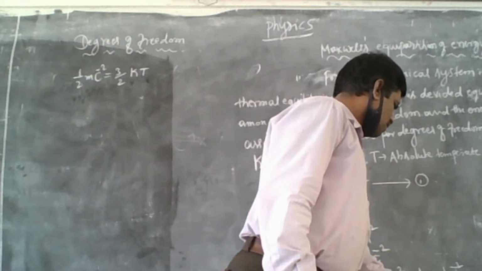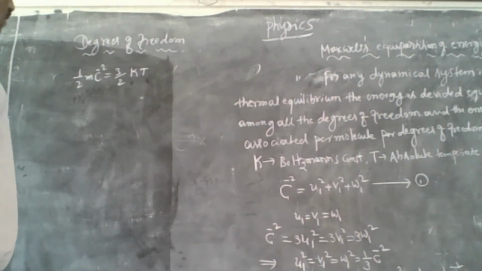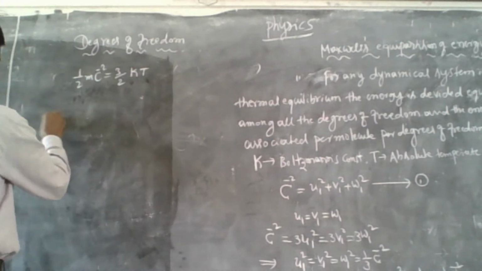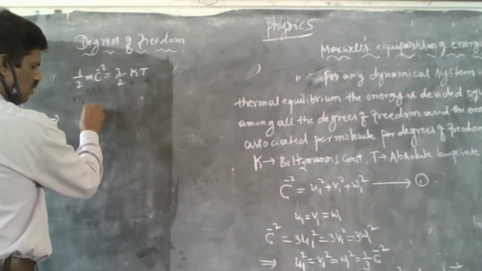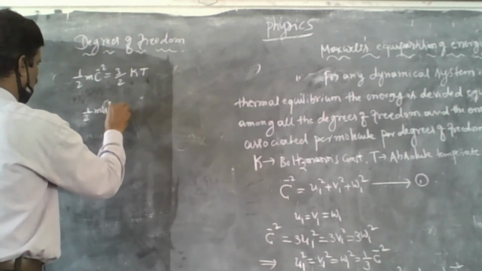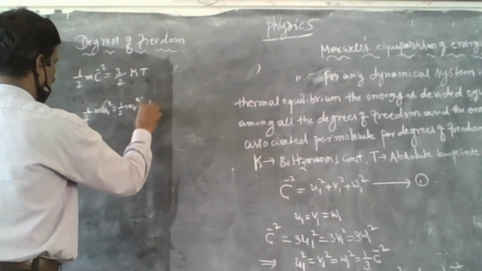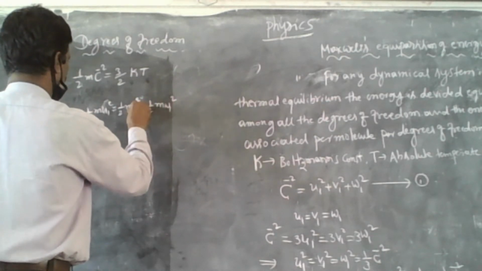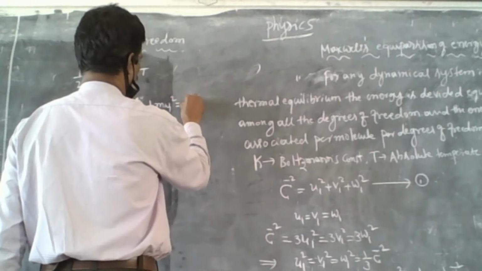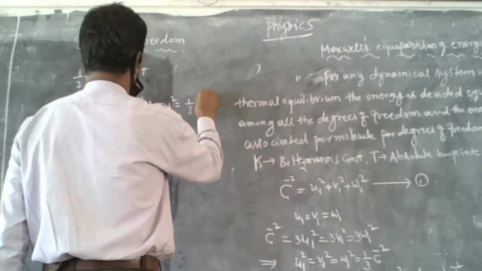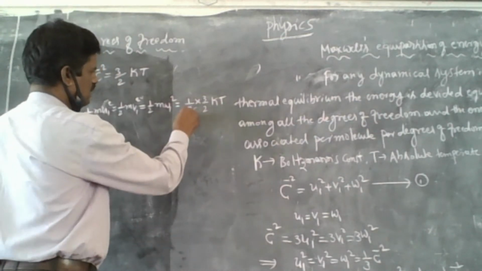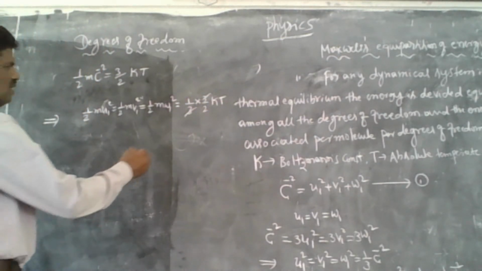Now here, in the last term we can put 3/2 kT instead of 1/2 m c bar square. Therefore, 1/2 m u1 square equals 1/2 m v1 square equals 1/2 m w1 square equals 1/3 into 3/2 kT, isn't it? 1/3 into 3/2 kT, the 3 gets cancelled. What is remaining?